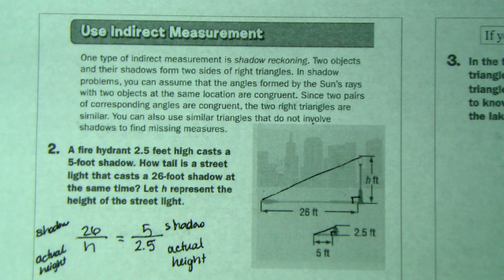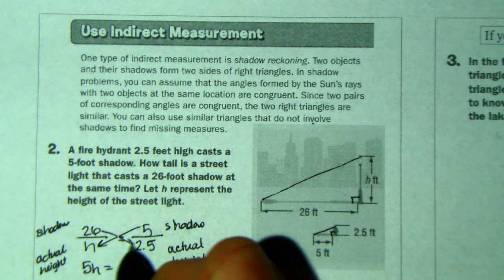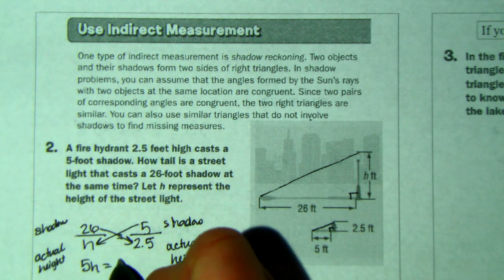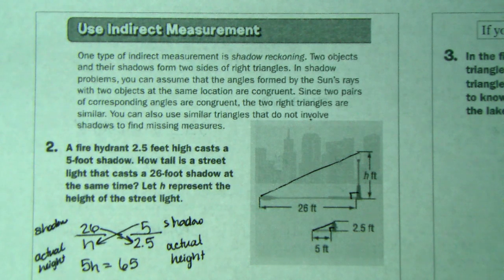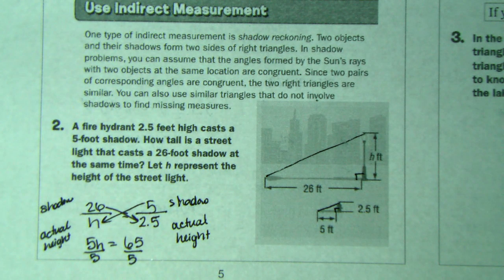And if I have a missing measure in a proportion, we can use cross products to solve. So we are going to take 5 times H and 26 times 2.5, which is going to be, help me out, I think it's 65, isn't it? Okay. And what's left? Divide by 5. Or, in other words, the phrase that you probably have heard before, cross multiply and divide. So what is 65 divided by 5? 13. Does that seem like a reasonable height?